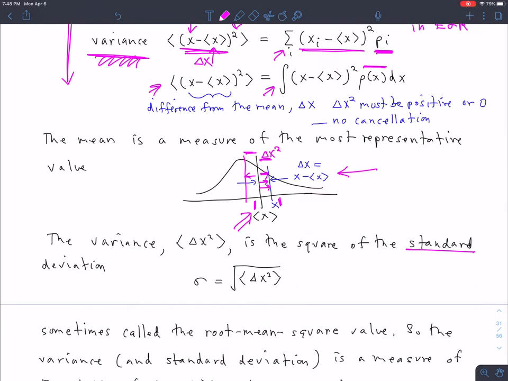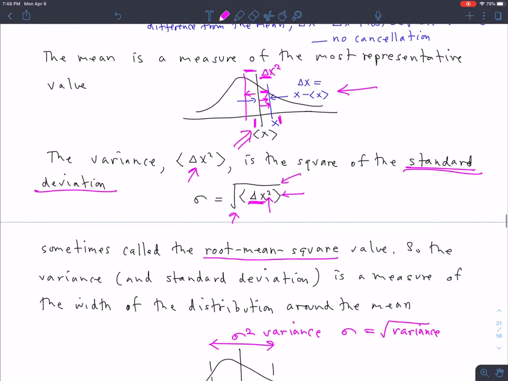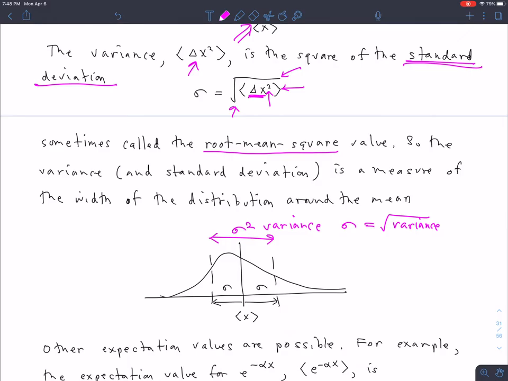Then the standard deviation is just the square root of the variance. So here's the variance, here's the square root of the variance, and sometimes that square root of the variance is also called the root mean square value, because you're taking a root, you're taking a mean, and then you're taking a square of the quantity of interest, and so it's a root mean square quantity.